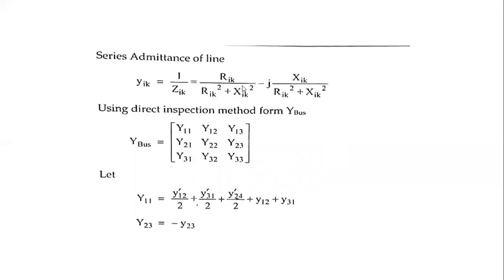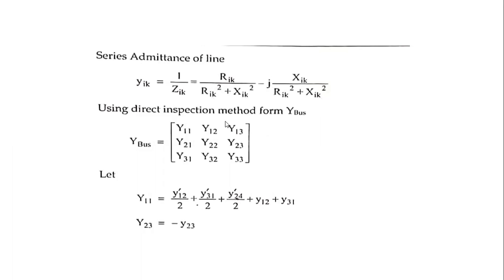We are having the 3 buses 1, 2, 3. 1 to 2 we are having the element, 2 to 3 and 3 to 1. Next, similarly we calculate the series admittance Yik equal to 1 by Zik, that is equal to Rik by Rik square plus Xik square minus j into Xik by Rik square plus Xik square.